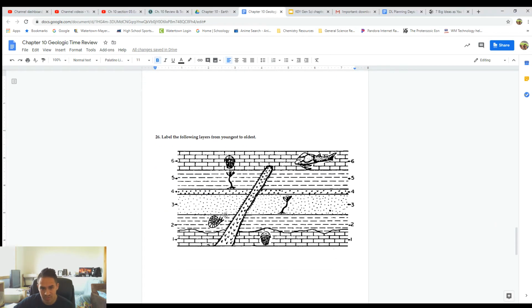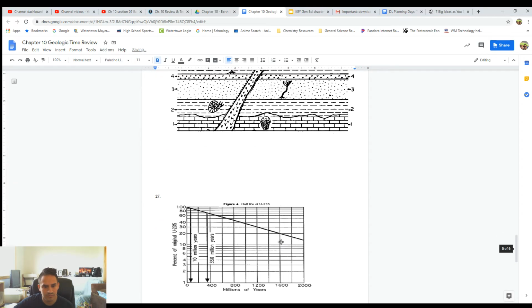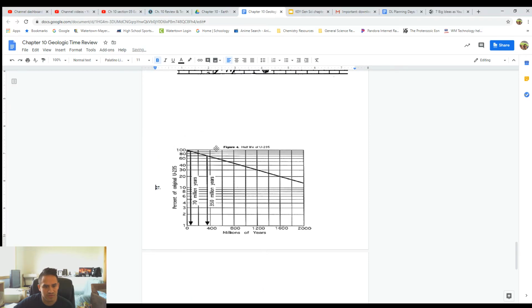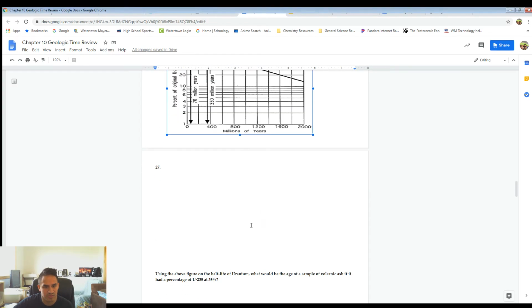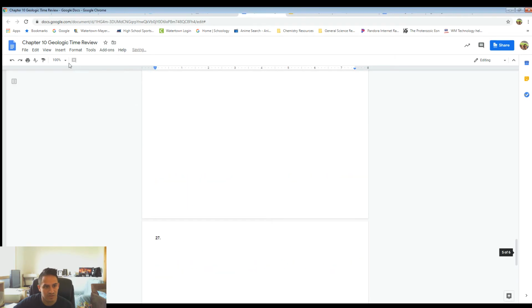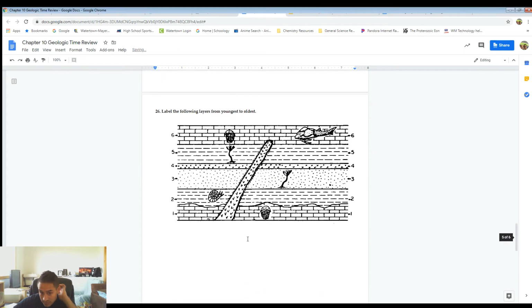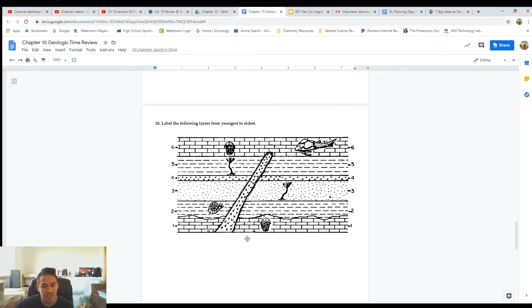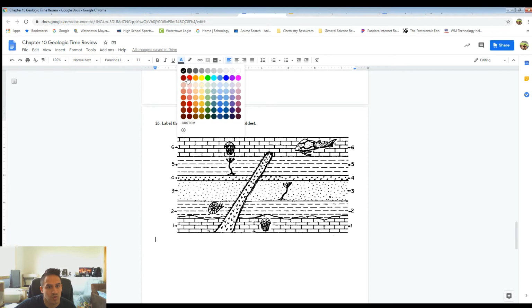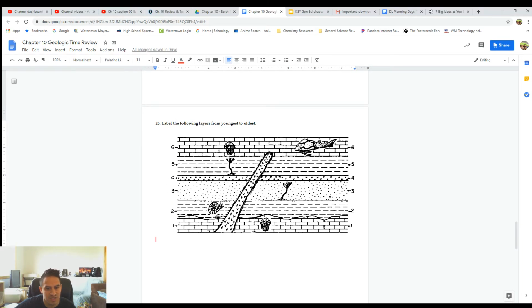All right, moving on. Number 26. Let's shift this down. Oh, that image is not coming with. All right, so we're just going to move this down like this. Where did that go? There we go. Okay. Label the following layers from youngest to oldest. So we're going to have to figure that. I guess we'll just type it down below here. All right. So let's go. We'll go 1, 2, 3, 4, 5, 6. And then this little intrusion here will also label as number 7, I guess.